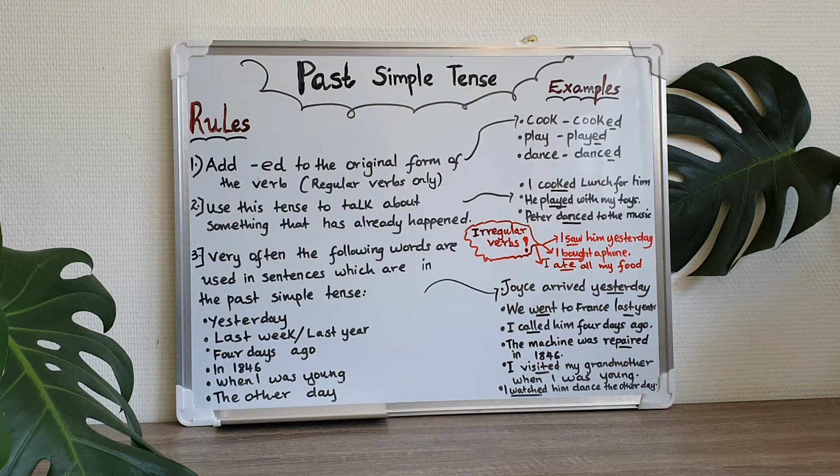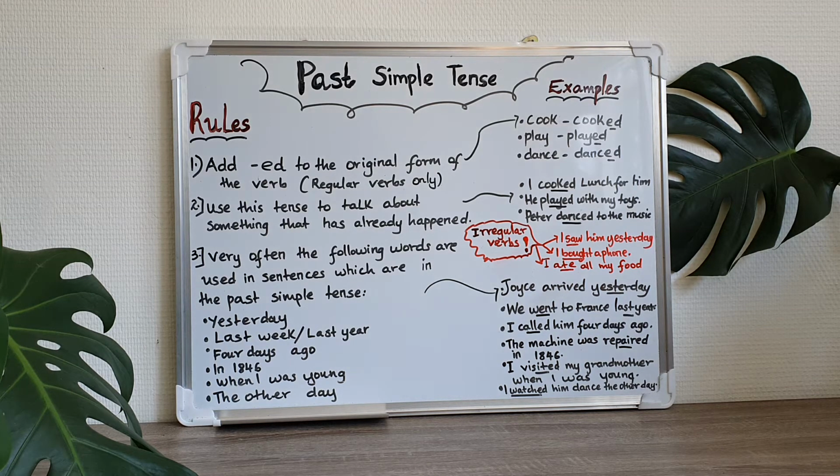However, we have irregular verbs. Now, look at the words written in red. Irregular verbs. For example, see is an irregular verb. So when you change it to the past tense, it becomes saw. I saw him yesterday.